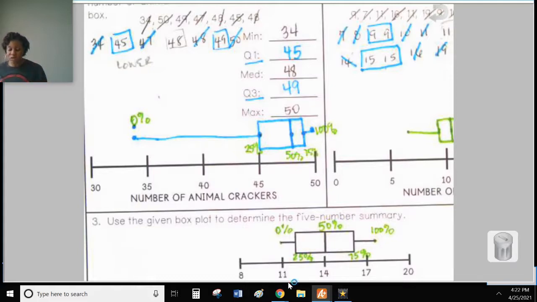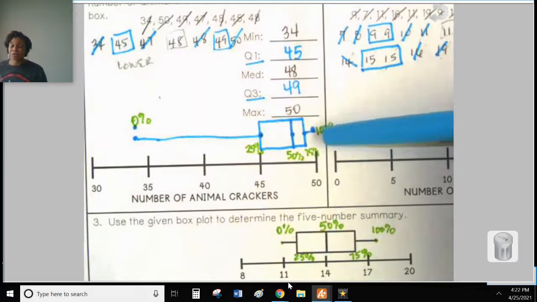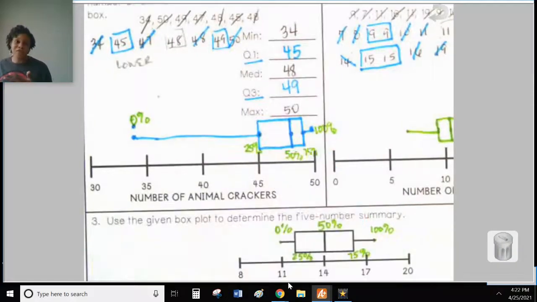Okay? Something else I wanted to talk about since I was doing this is sometimes you may not have whiskers. So don't always think you're going to have a box and you're always going to have those whiskers. Sometimes your Q3 is the same as your max and you just end with a box and there's no whisker on the other side. It could be the same for your Q1. You could just have a box plot with no strings attached, like no whiskers. So if you ever see one where there's no tail hanging off it, it's okay. It happens.